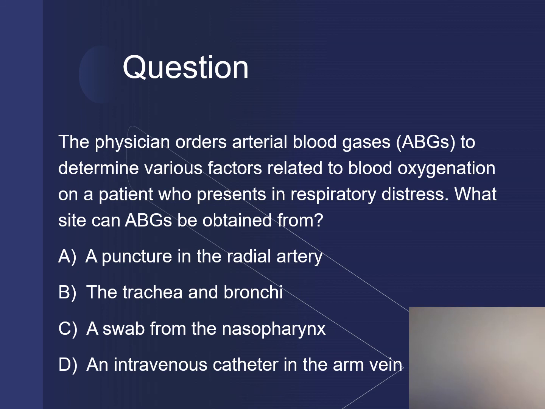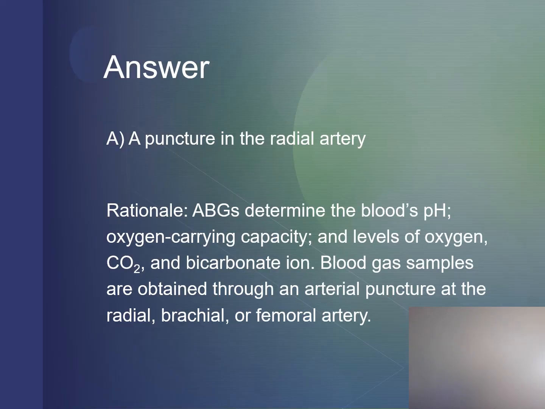So the physician orders arterial blood gases to determine various factors related to blood oxygenation on a client that presents in respiratory distress. What site can ABGs be obtained from? This is usually done from the radial artery. The ABGs will determine the blood's pH, oxygen carrying capacity, and the levels of their oxygen, carbon dioxide, and bicarb. These blood gas samples are obtained through an arterial puncture, usually once again at the radial because it's the most easily accessible. It can also be done at the brachial or the femoral artery in other situations.